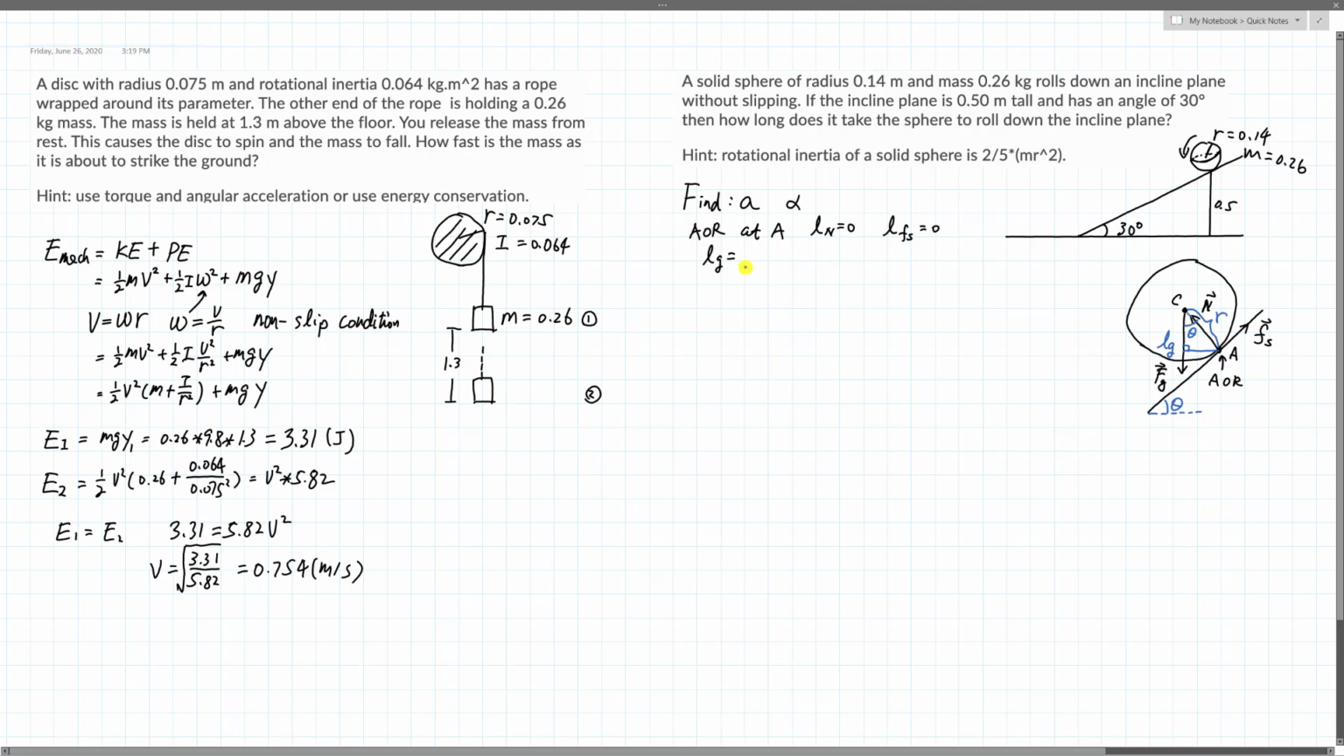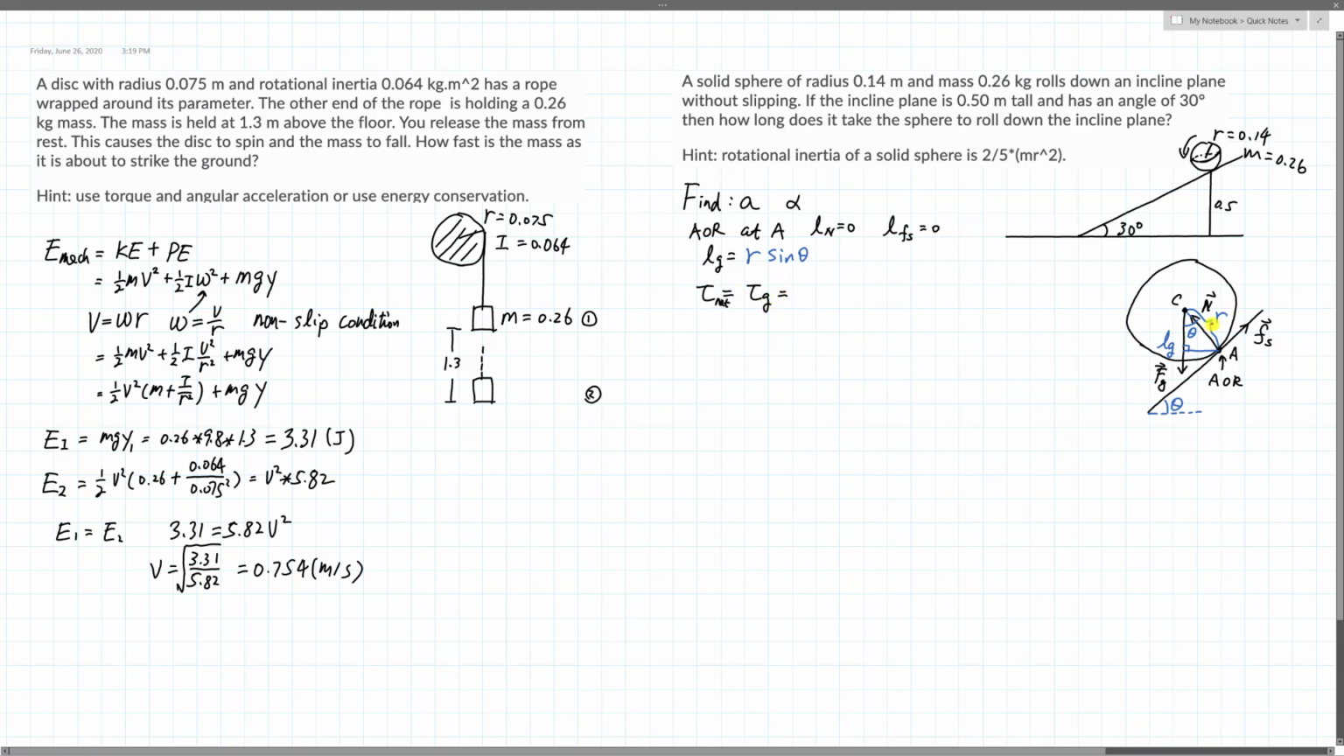Okay, so we found this is r sine theta. That's the torque, and since there are no other forces having torque, this is the only one with torque. So let's go back to the black marker. Torque is equal to just the net torque of gravity.